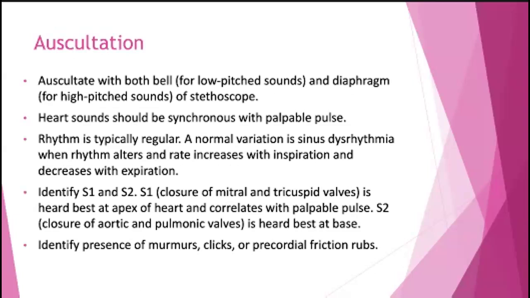When we're auscultating, we use our bell for our low pitch sounds and our diaphragm for our high pitch. Our heart sounds should be synchronous, meaning happening at the same time as our pulses are. So when we're comparing central pulses to peripheral pulses, our central pulses would be our point of maximum impulse, our PMI, and then our femoral and carotids are central, and peripherals would be your brachial, radial, popliteal, posterior tibial, or dorsalis pedis.